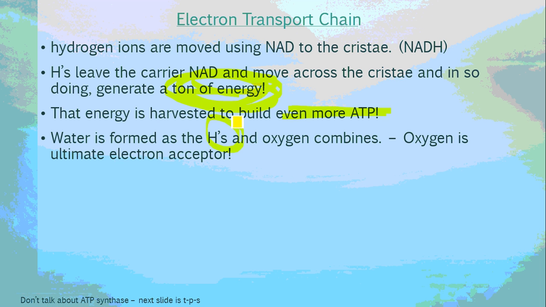Those hydrogen ions then combine with the oxygen to make water. That's why we get the byproduct of H2O. So oxygen is also often called the ultimate electron acceptor because it picks up those hydrogens at the very end.